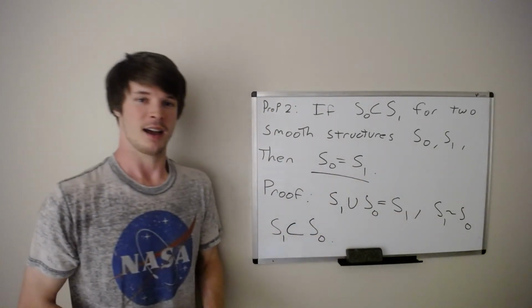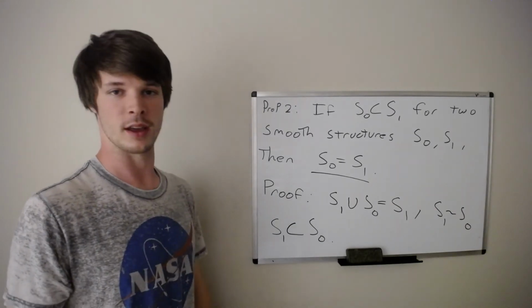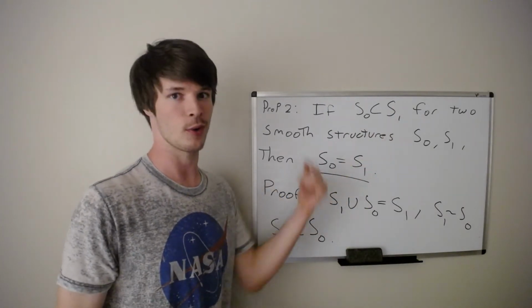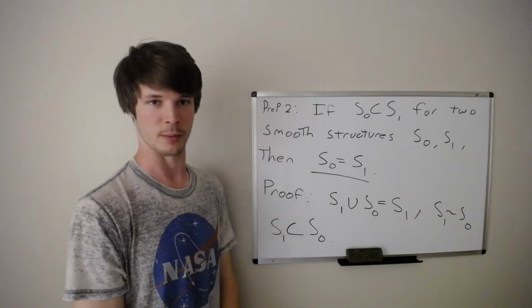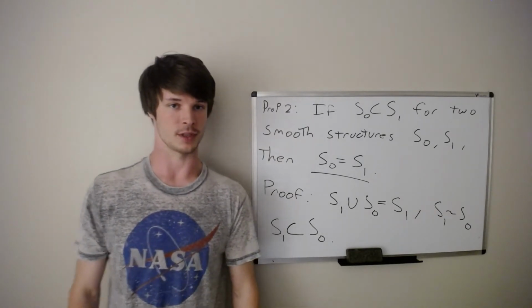So this is a nice and short one, and it's fairly easy to understand. These objects are supposed to be maximal, so if one's in another, they have to be the same. And that's essentially how the argument went as well. So now we have this, we'll move on to our third proposition.